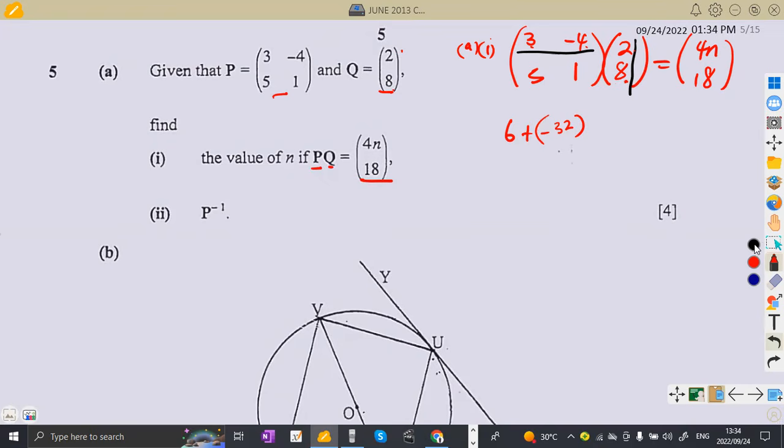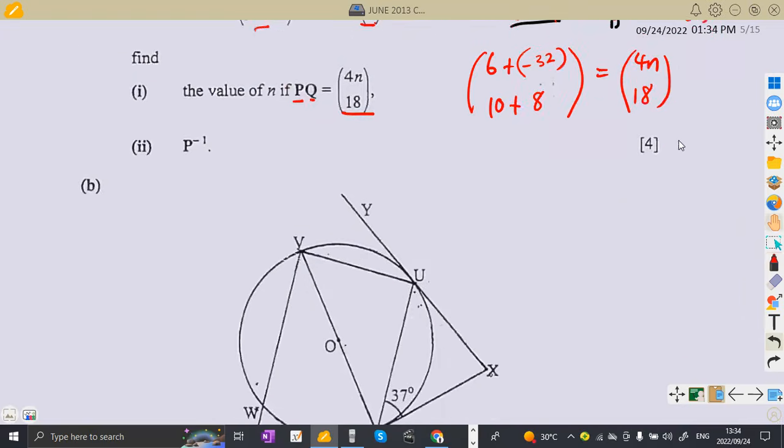Then we move on now to this row, but with the same column. So as you can see, the column is not changing. So we're going to do the multiplication 5 by 2 here, which is 10, plus 1 by 8, which is just 8. So this is what you're going to have. If we do this, we are going to obtain 4n, 18. Okay, so that is what we're given there.